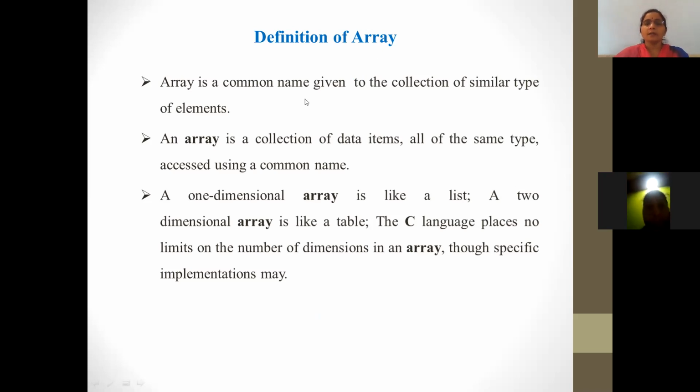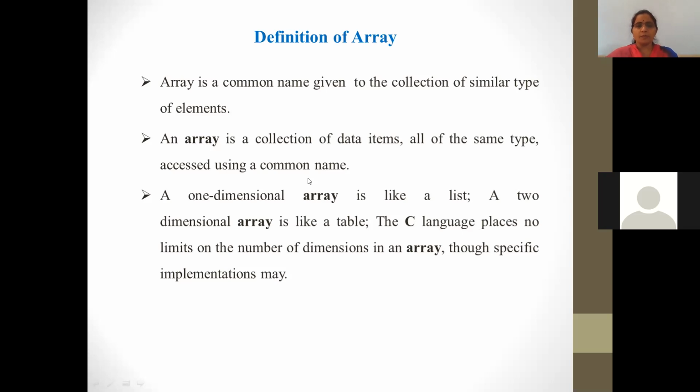So what is an array? The array is a common name given to the collection of similar type of elements. Similar type of elements means what? It means all the elements of the same kind, such as the integer data type, or the float data type, or the character data type. So an array is a collection of data items, all of the same type, accessed using a common name.